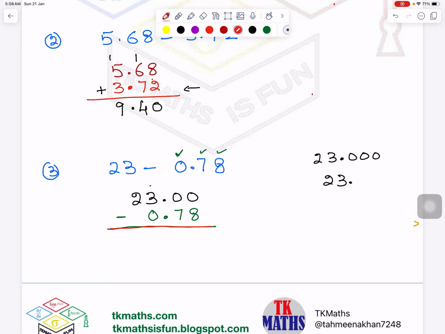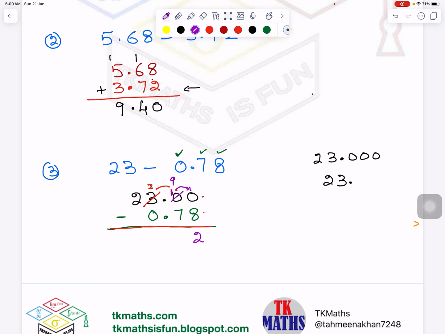Again you will start subtracting from the right side. Now 0 minus 8 is not possible. So I need to borrow from the next digit. But that is also 0. I can't. So I will go further down here. I will borrow one from here. This will become 2 and this is now 10. Now this can give one digit to it. So it will become 9 and this will become 10. 10 minus 8 is 2.